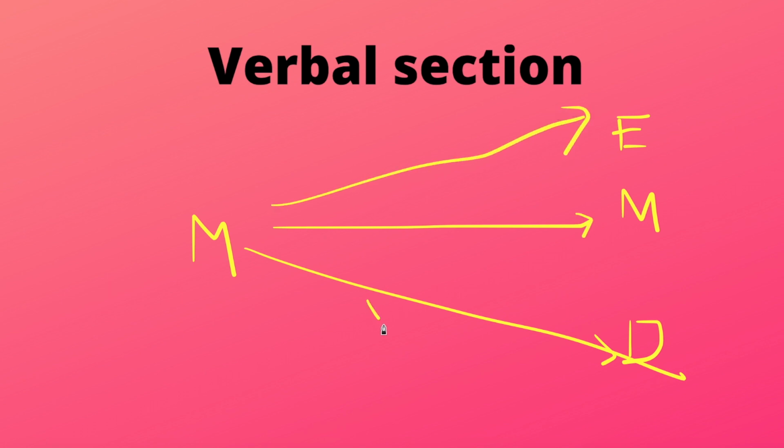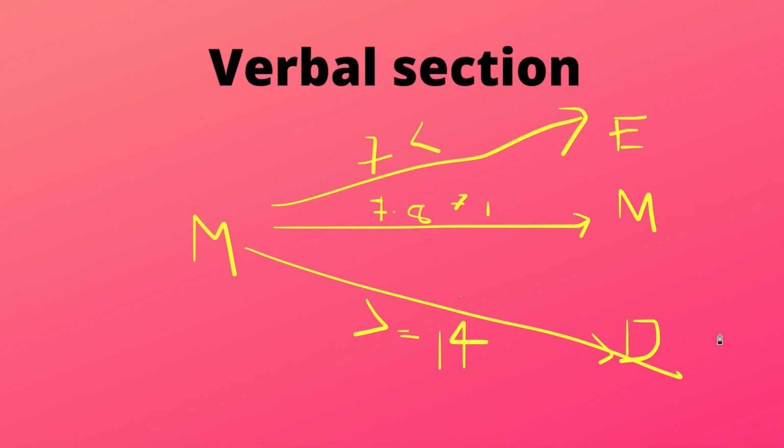Let us say you got a score of greater than or equal to 14. Then your next section would be a difficult section. If you got a score less than 7, then your next section would be an easy section. However, if you get a score of 7 to 8 and up to 13, then your next section would be a medium section. Okay, so with that, let's move ahead.